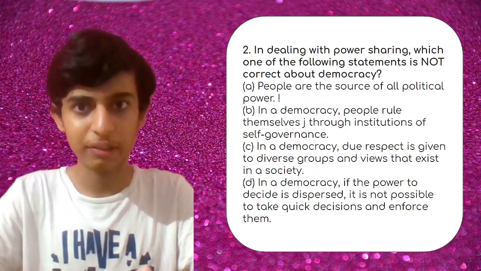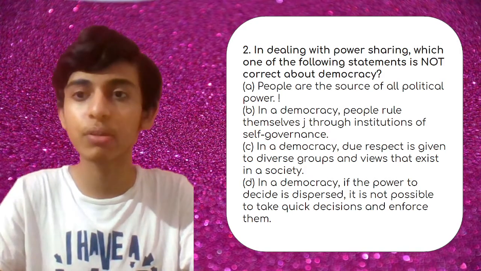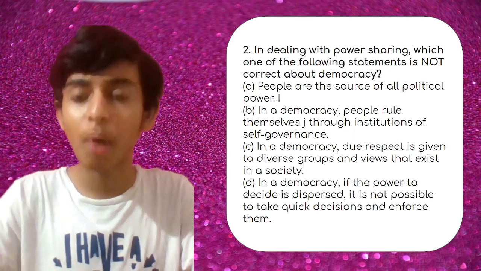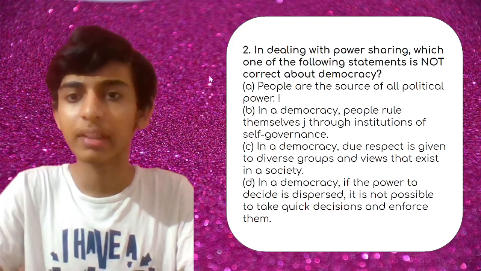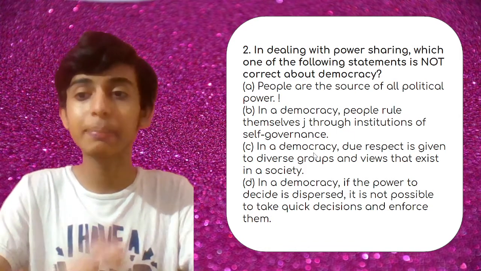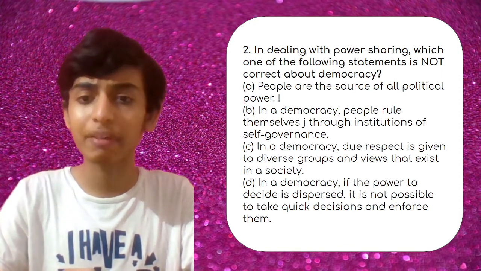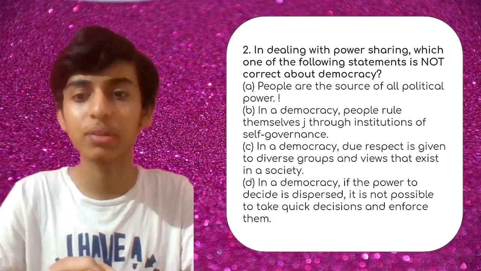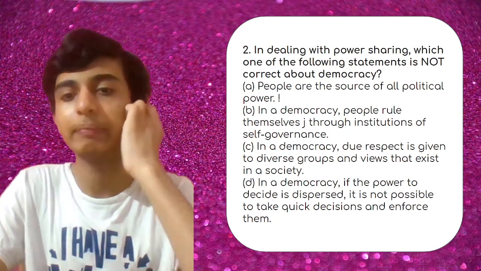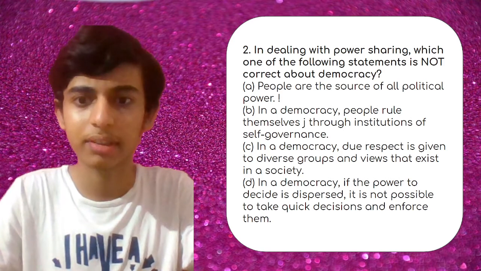Moving on to the second question, which says in dealing with power sharing, which one of the following statements is not correct about democracy? A. People are the source of all political power. B. In a democracy, people rule themselves through institutions of self-governance. C. In a democracy, due respect is given to diverse groups and views that exist in a society. Or D. In a democracy, if the power to decide is dispersed, it is not possible to take quick decisions and enforce them. Which is not correct according to you? What do you think? Just think and let me know in the chat box.